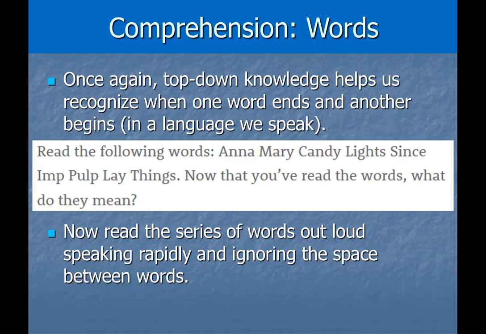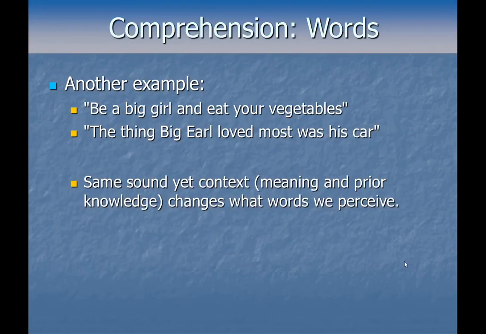So if you tried it, when you say it out loud and ignore that space between the words, it runs together and sounds something like, "An American delights in simple playthings," which is a sentence that our brain can organize together from that, right? That isn't as obvious when we're seeing the spaces and reading the words separately. So top-down knowledge, and a more everyday example of this would be like the big girl versus big Earl tend to be pronounced the same. Like, be a big girl and eat your vegetables, or the thing Big Earl loved most was his car.